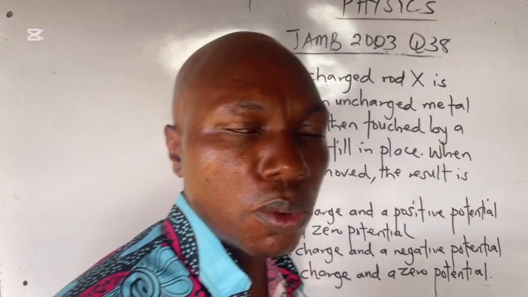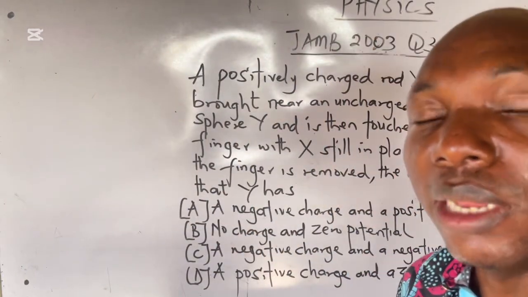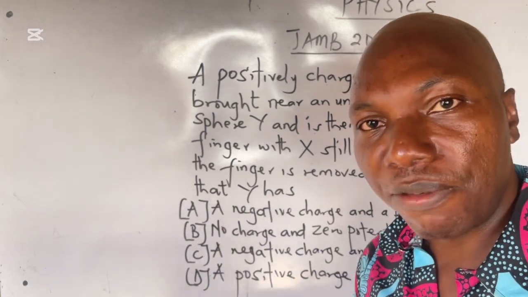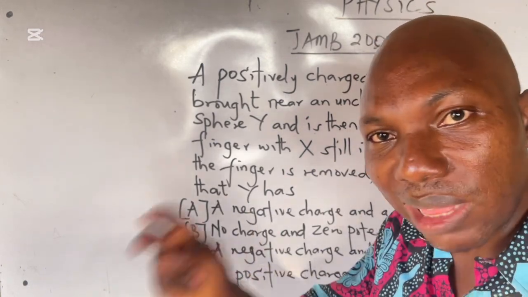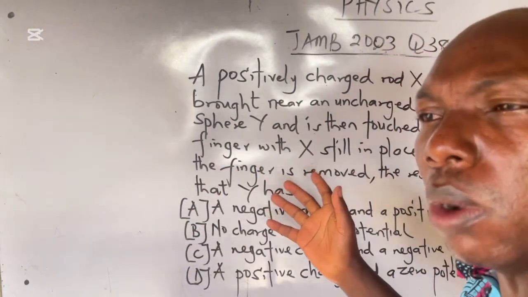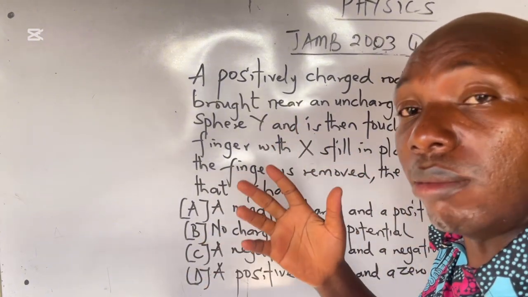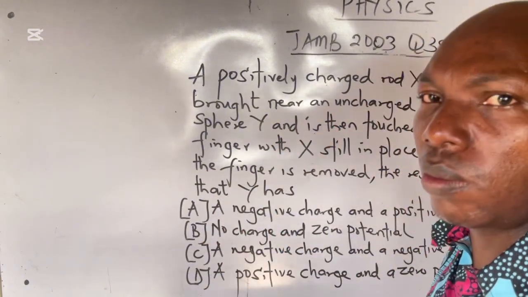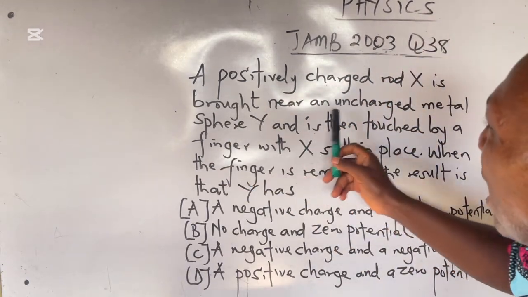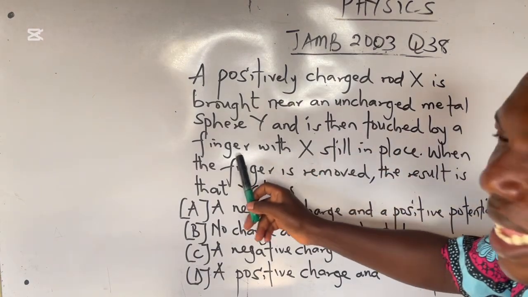C, a negative charge and a negative potential. D, a positive charge and a zero potential. How do we solve this problem? Actually, electric charges can be transferred in three ways. Number one, by friction. Number two, by contact. Number three, by induction. So this problem on the board is talking about charging by induction.